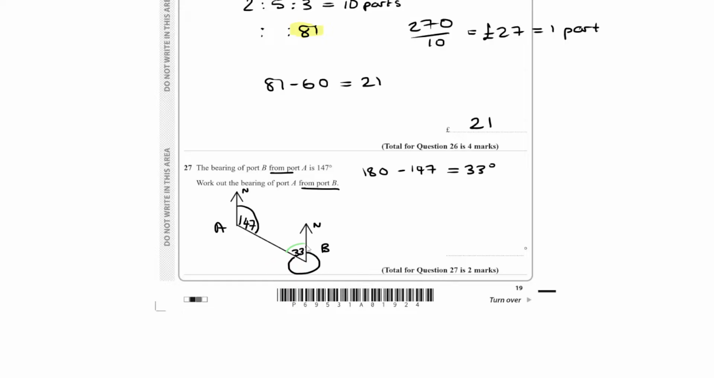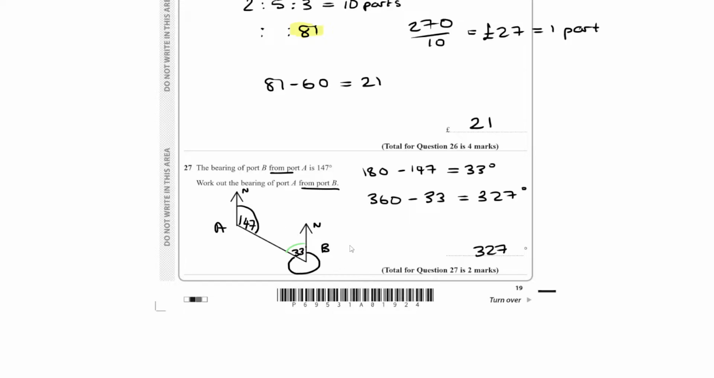The bearing is always clockwise from the north line. So this is now around a point, isn't it? Around a point is 360 degrees. So do 360 minus 33 degrees, you get 327. So it's kind of 2 steps, that one.